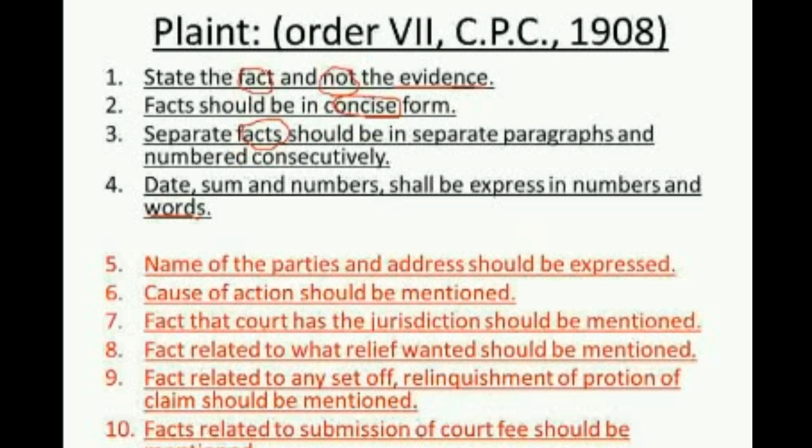The 10th one is fact related to submission of court fee. You have to mention while writing your plaint that the court fee has been submitted. So these are some of the important rules on which you have to write a plaint. When you are going to write a plaint, these points will help you a lot and will make your plaint easy to write.